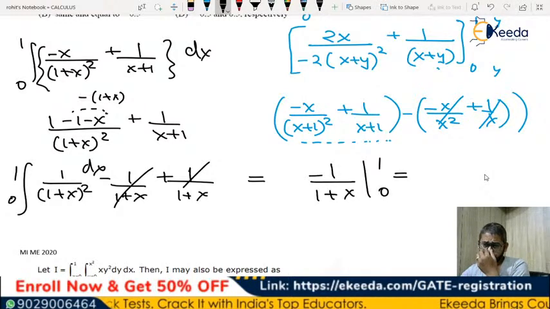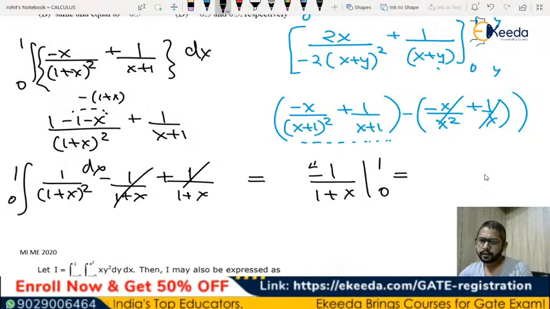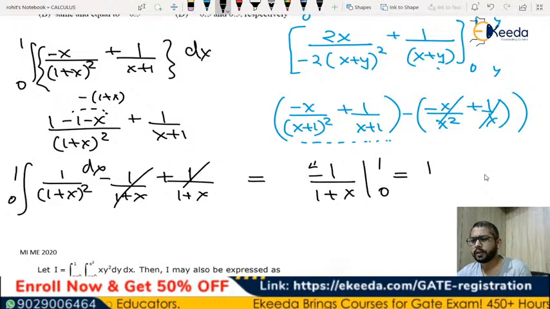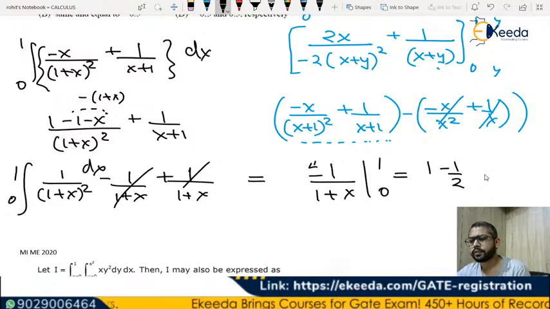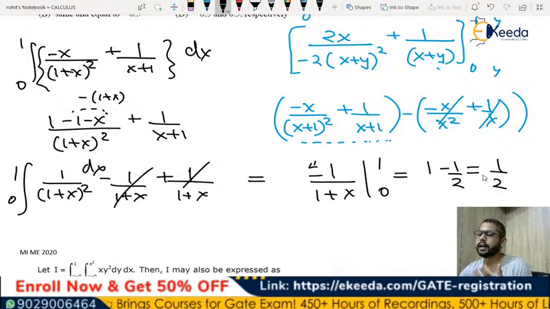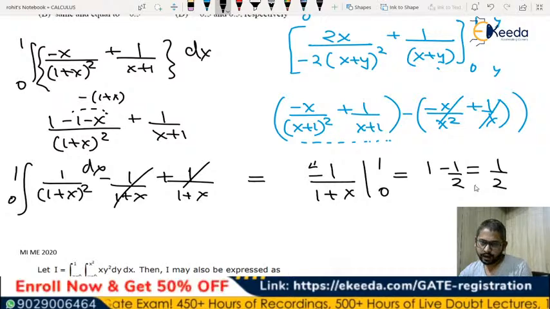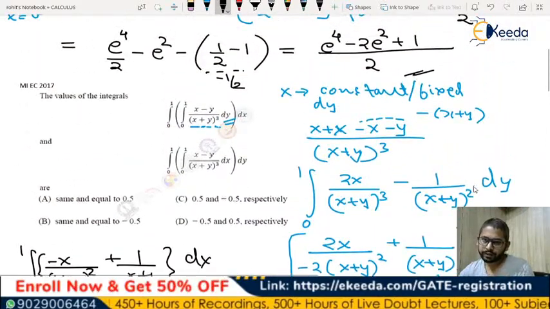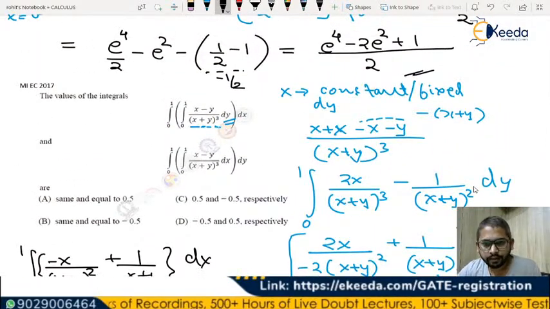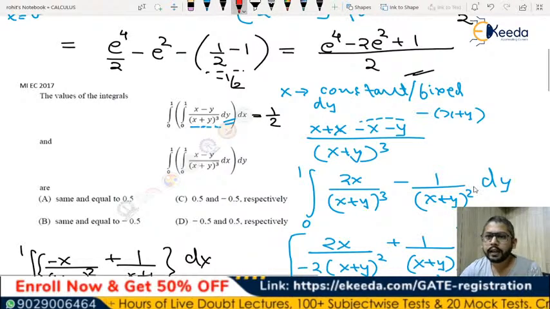Put it like I'm reversing the limits for this minus sign. So it is going to be 1 and minus of half, so it is going to be half. So the first integration came out to be half, right? The first expression given is coming out to be half. Now I'm not going to calculate the second one. First of all, this value is coming out to be half. Let's see the next one.